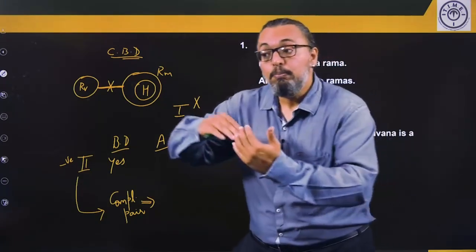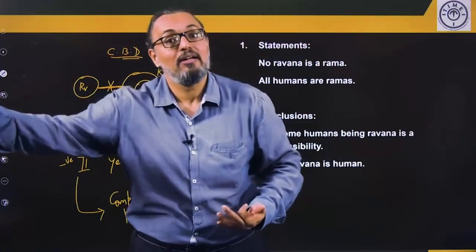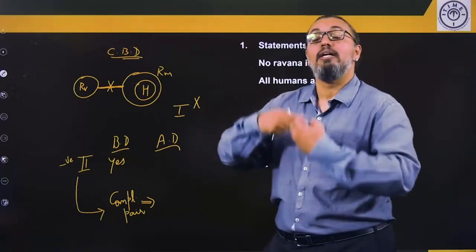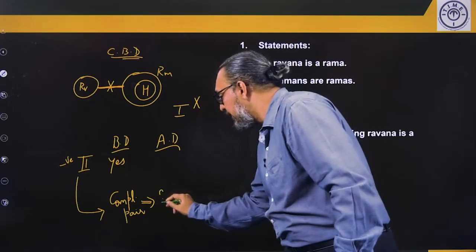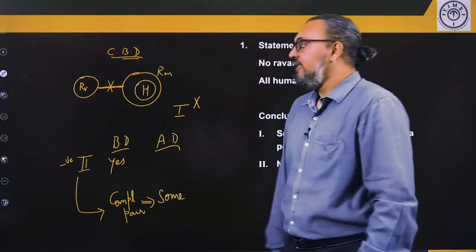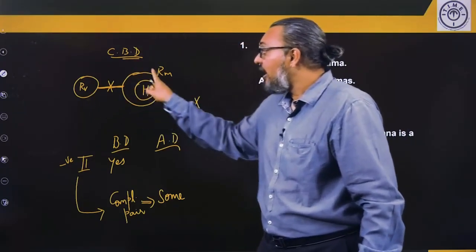So, we try to prove the negative as wrong. Rather than proving the negative is true in all the other representations, we try to prove that it is wrong by taking its complementary pair. So, the complementary pair is some.